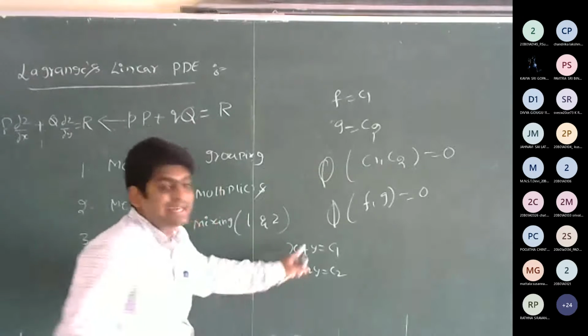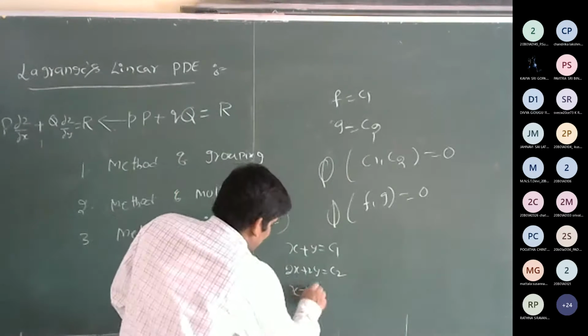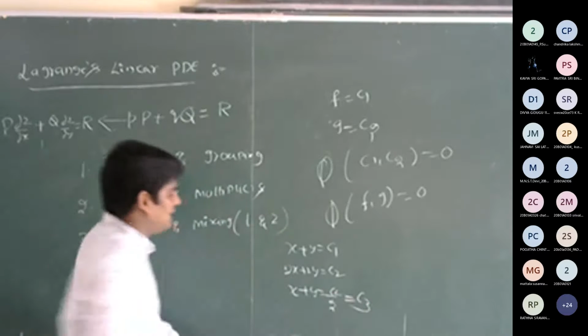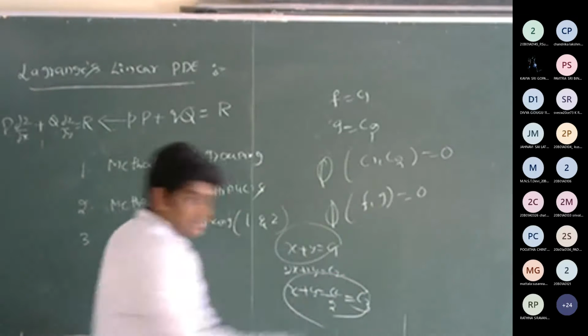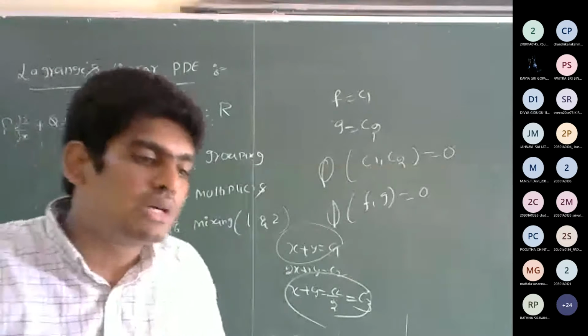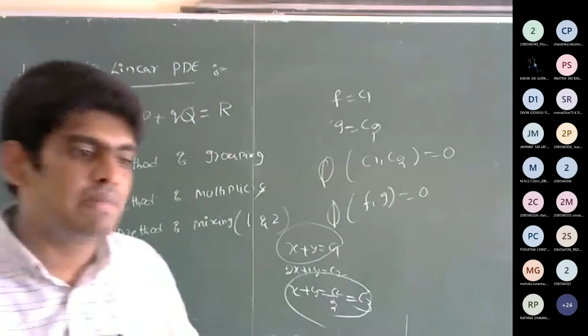These 2 solutions are the same solutions. Why? Because if you write this one as x plus y is equal to C2 by 2, and call it constant C3, these 2 are the same solutions, so this type of solutions are not distinct. So we have to calculate the 2 distinct solutions. That is our aim.